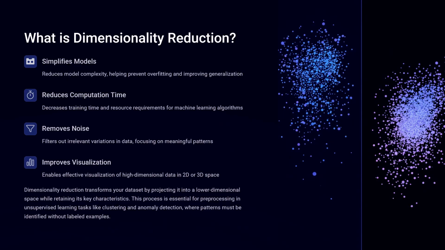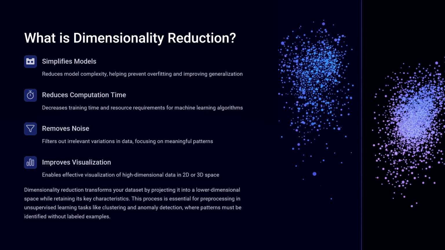What is dimensionality reduction? Simplifies models. Reduces model complexity, helping prevent overfitting and improving generalization. Reduces computation time. Decreases training time and resource requirements for machine learning algorithms. Removes noise. Filters out irrelevant variations in data, focusing on meaningful patterns. Improves visualization. Enables effective visualization of high-dimensional data in 2D or 3D space.